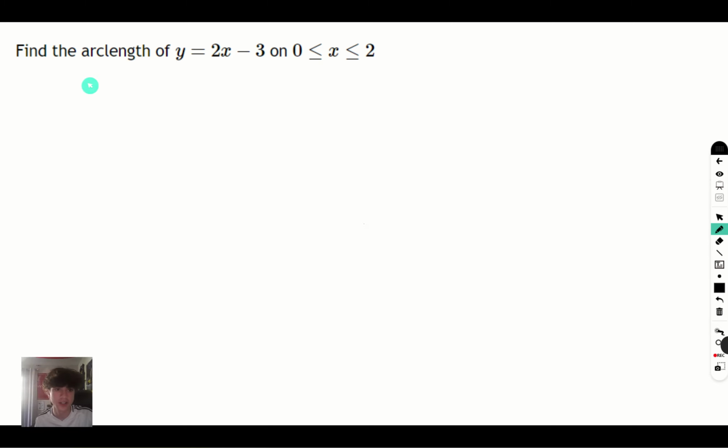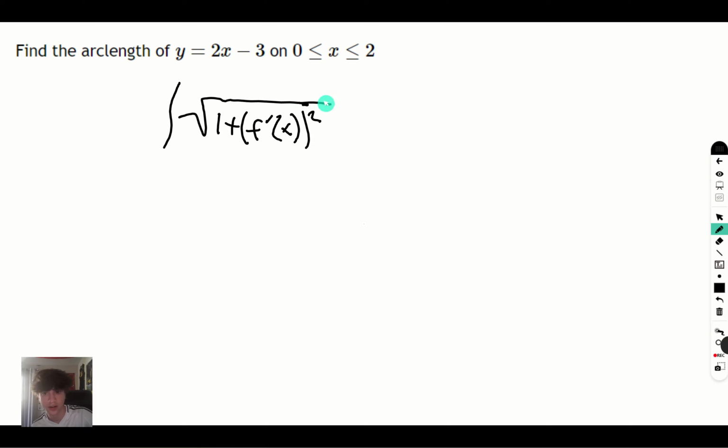The first question asks us to find the arc length of y equals 2x minus 3 on the interval 0 to 2. So the first thing we're going to want to do is to write out our arc length formula. It's going to be the integral of the square root of 1 plus f prime of x squared dx from a to b. And now let's apply this formula to our equation. Our a is going to be 0 and our b is going to be 2.